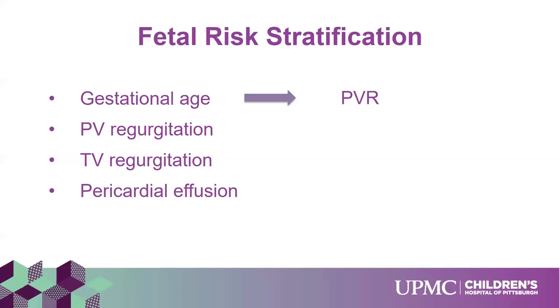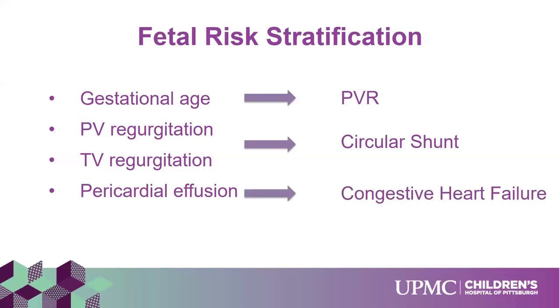Gestational age tells us about PVR, a difficult transition to newborn life, increased pulmonary pressures, increased load to the lungs, difficulty to ventilate, so increased PVR. The second, that both the PV and the tricuspid valve regurgitation lead us to the circular shunt concept. And last but not least, the presence of pericardial effusion, which is the extreme form of congestive heart failure, which in fetal life is what we can call hydropic babies.